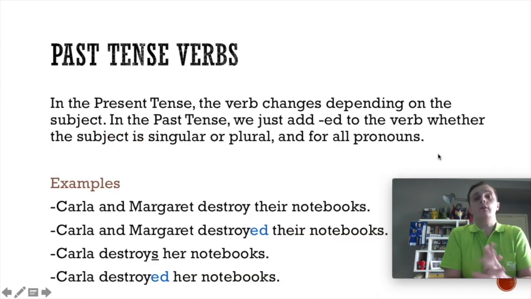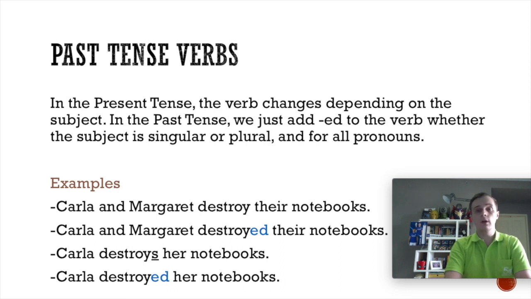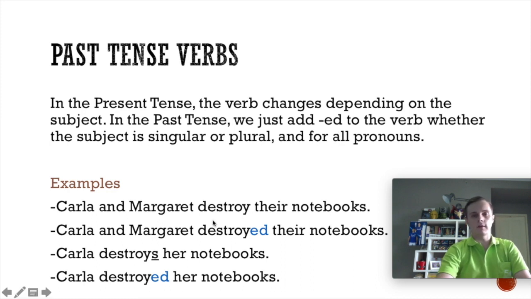Okay, last week when we were talking about the present tense, we learned that we had to remember a few different rules on how to write the verb, depending on whether the subject was singular or plural, or depending on which pronoun we used. We learned that when we have a plural noun, two nouns in the subject, or a plural noun in the subject, then you don't change the verb. So we've got this example, Carla and Margaret destroy their notebooks. We've got the verb destroy. We don't change that verb because there's two people in the subject.